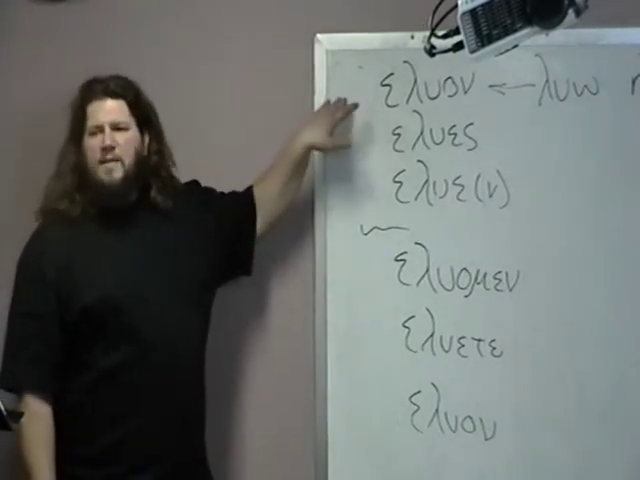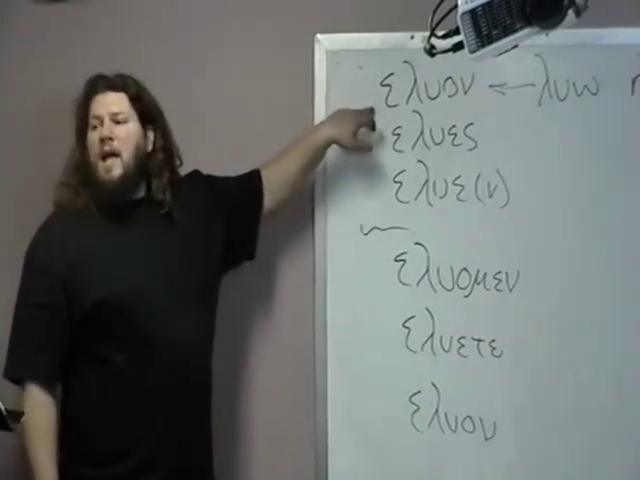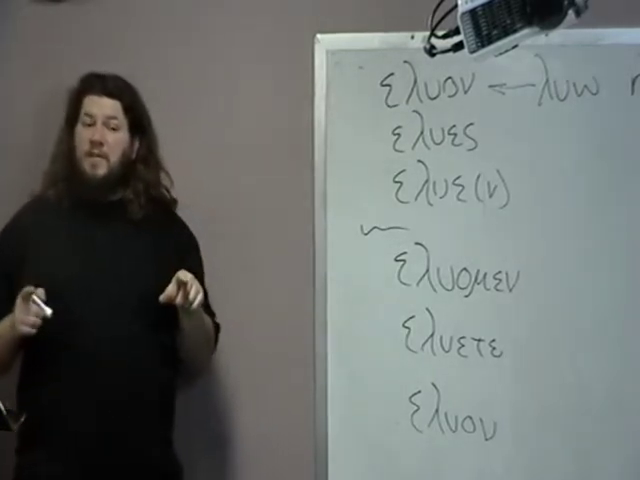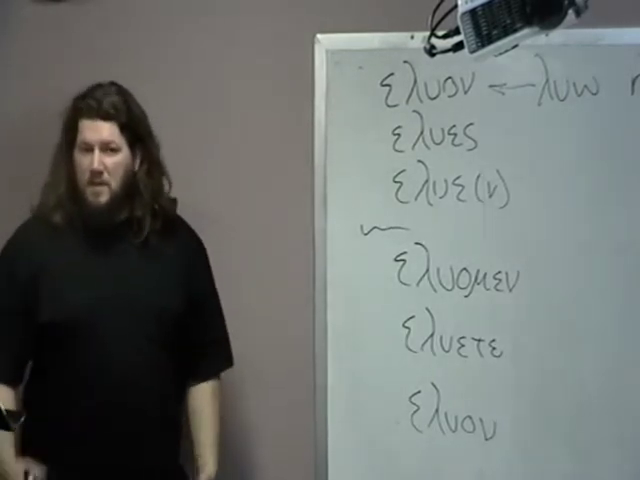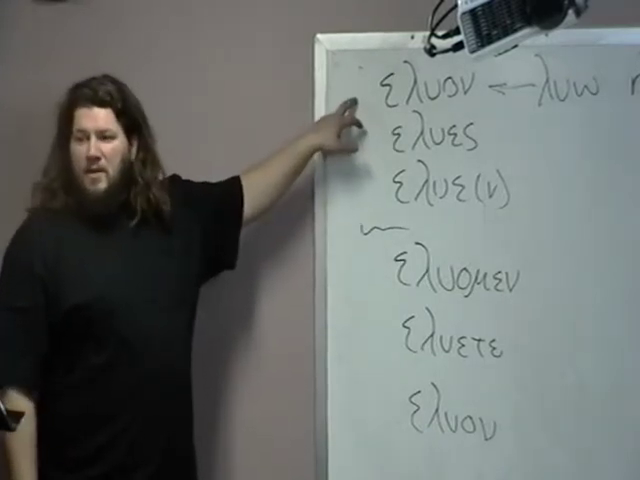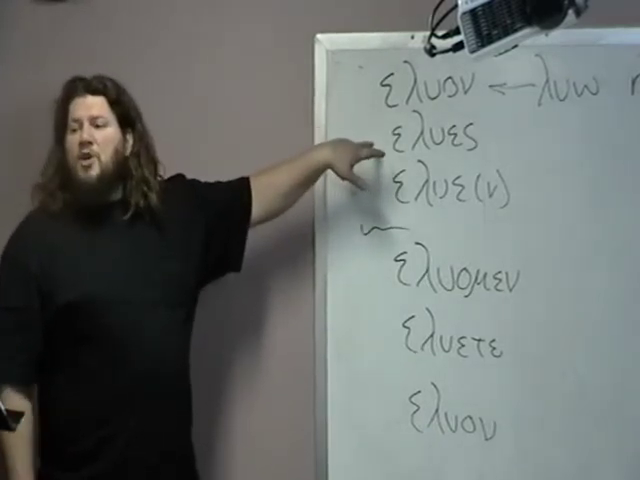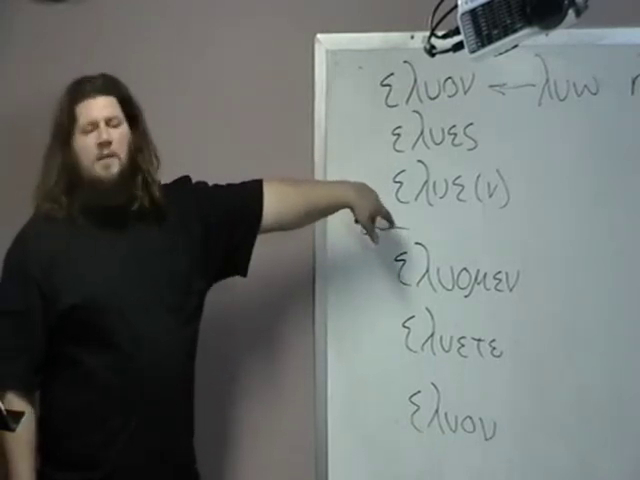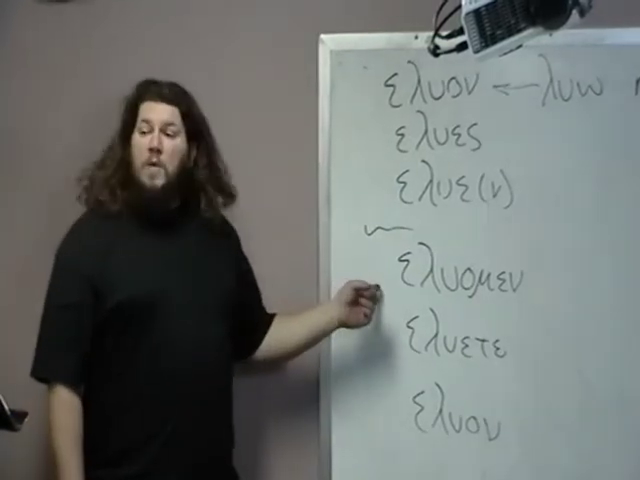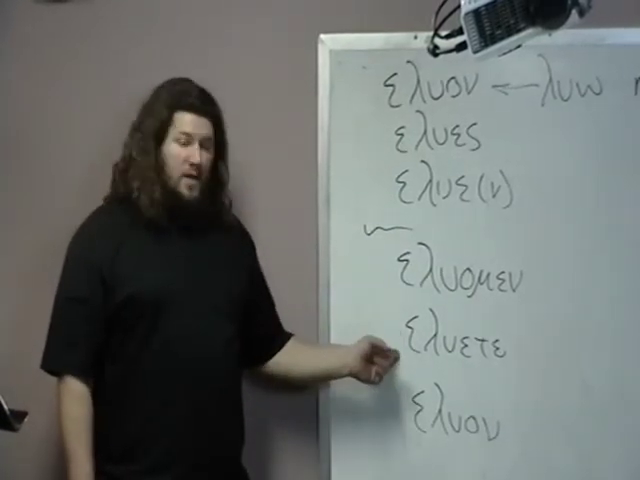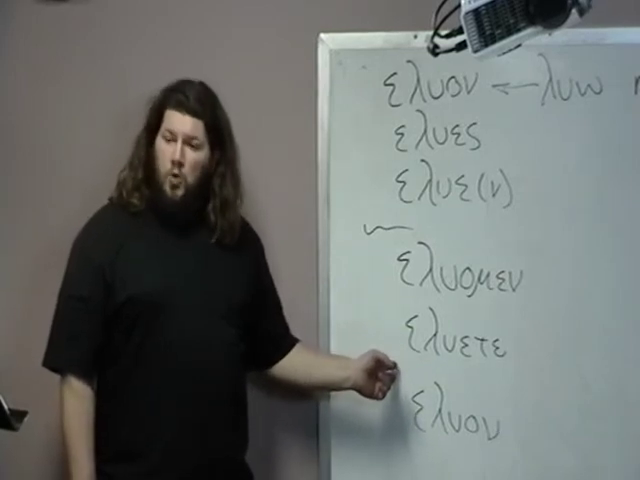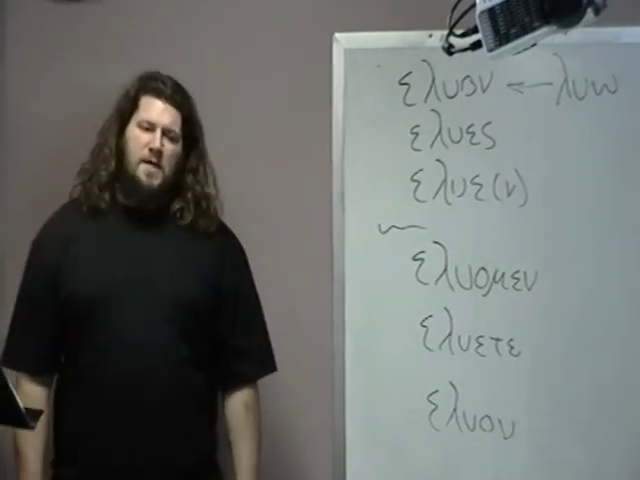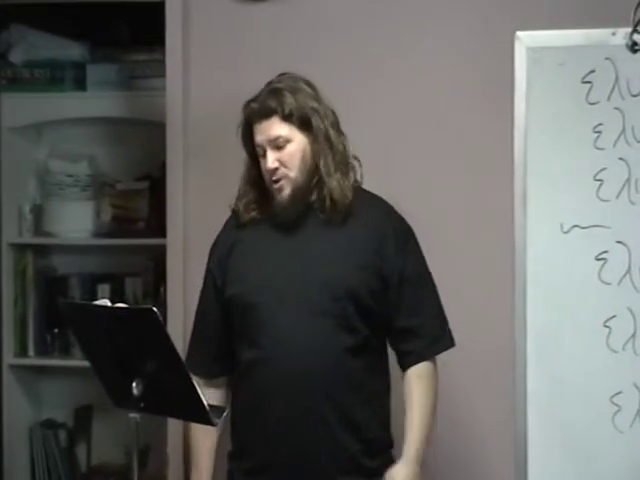So, eluon, let's translate it. Well, it's continuous, but it's past. That's the imperfect. I was loosing. All right, let's do the second one in unison. You were loosing. He was loosing. We were loosing. Eluete is you were loosing. Eluan is they were loosing. It's true, they were.